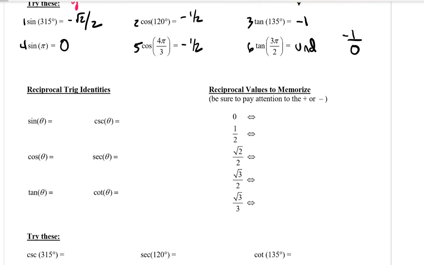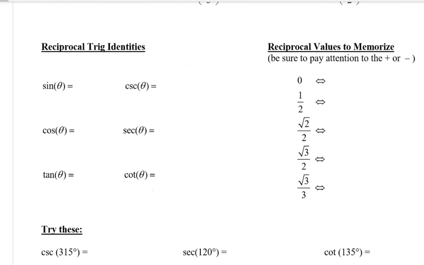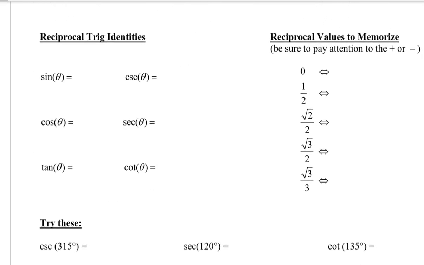Now, the reciprocal trig identities. These are formulas that you're going to have to know and be comfortable with, as well as the reciprocal values to memorize. Get those down, put those in your memory bank, and totally memorize them. Now, sine's reciprocal is going to be cosecant. So cosecant of theta and sine of theta are reciprocals. That's one of the relationships that we want to know. Those are reciprocal identities, sine and cosecant.